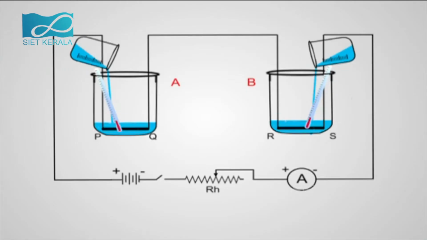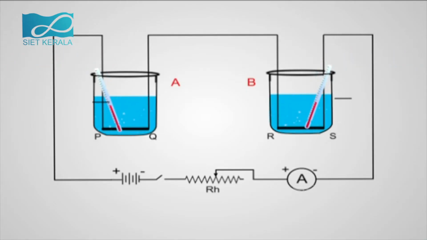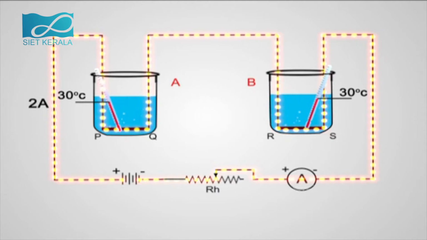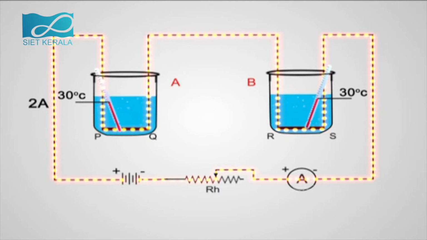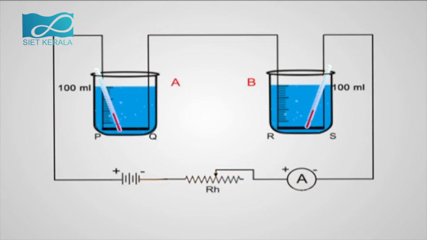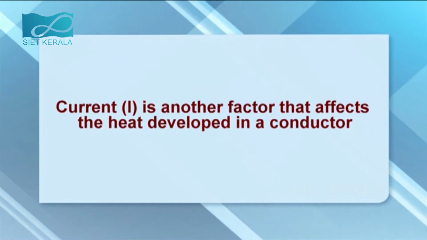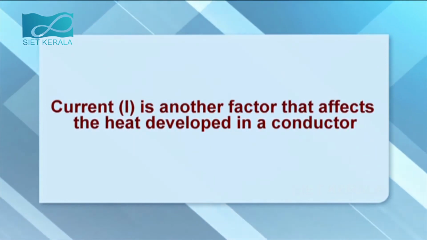Now, let's pour out the hot water in the beakers and fill 100 ml of water at 30 degrees. This time, we make the current 2A. Let us pass current for 3 minutes. Formerly, the water in the vessel having nichrome got heated up to 36 degrees only, while now it has become 40 degrees. That is, the increase in current has increased the amount of heat. Hence, current is one factor that affects the heat developed in a current carrying conductor.